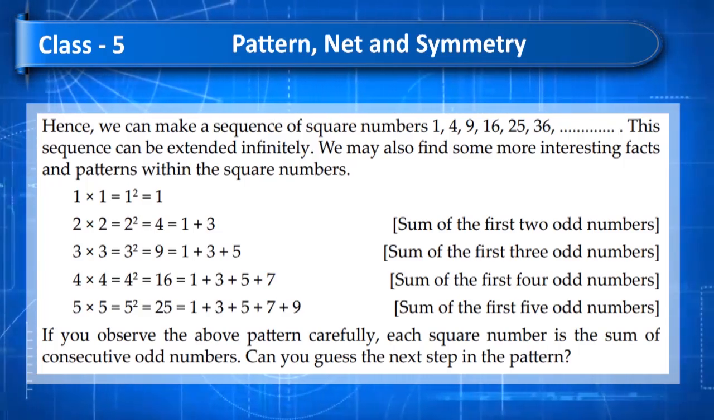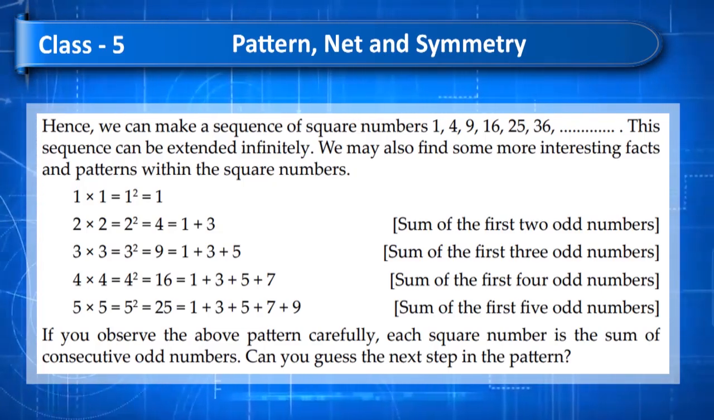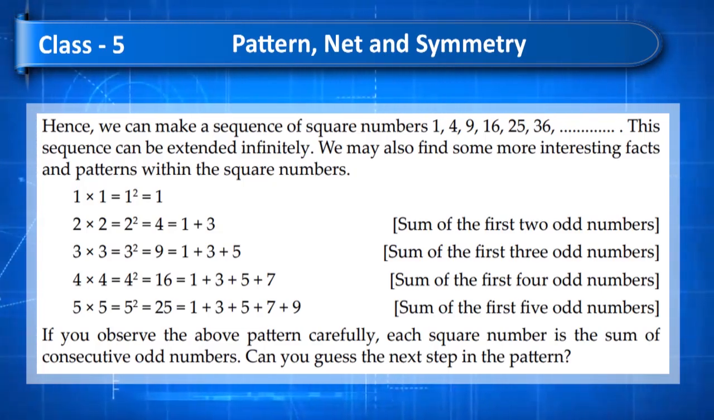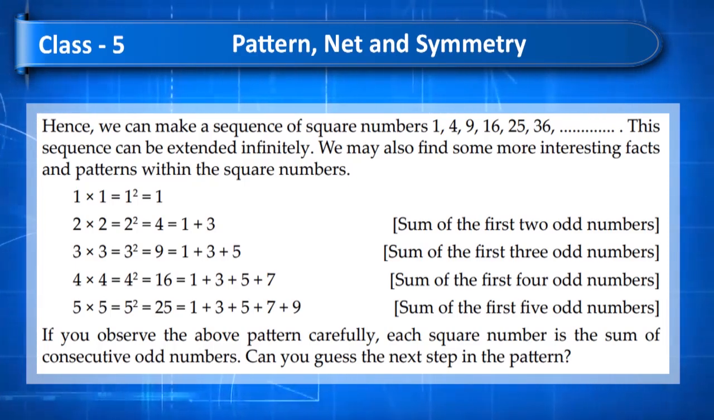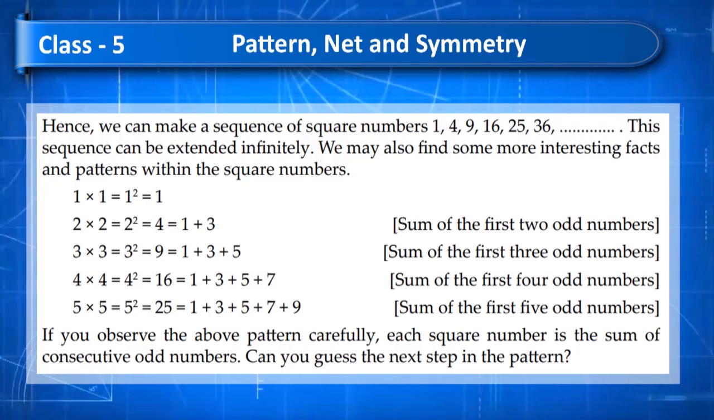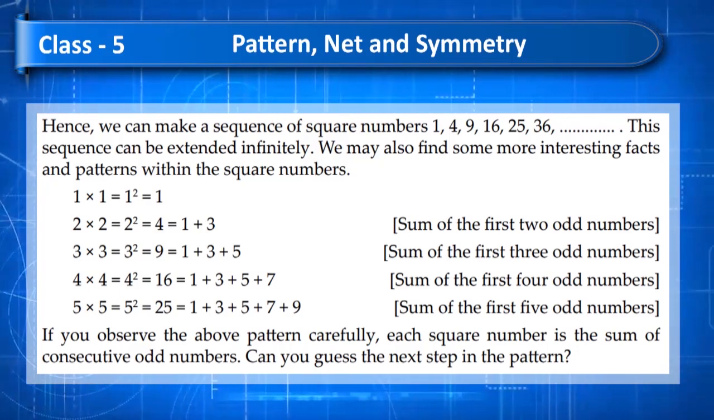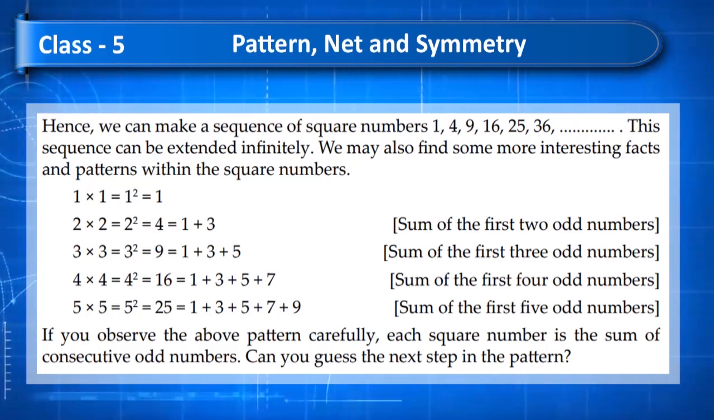We may also find some more interesting facts and patterns with the square numbers. 1 into 1 equals 1 square equals 1. 2 into 2 equals 2 square equals 4, which is equal to 1 plus 3, the sum of the first two odd numbers. 3 into 3 equals 3 square equals 9, which is equal to 1 plus 3 plus 5, the sum of the first three odd numbers.